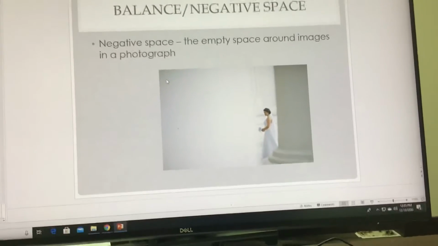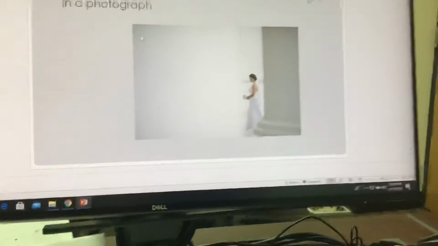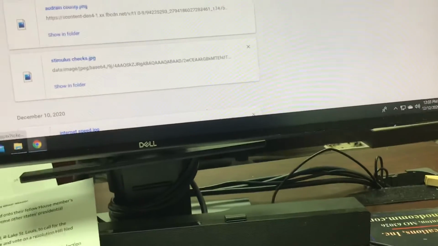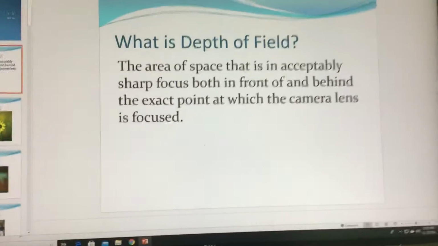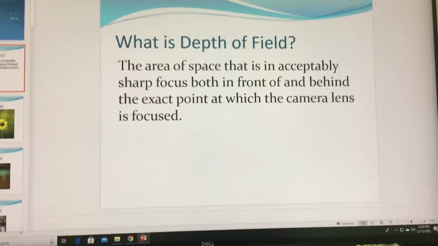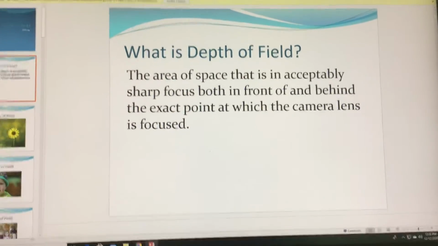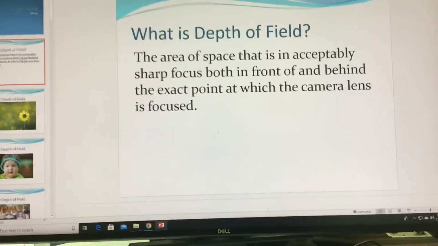Okay, so that wraps up section 1. Now we're going to move on to section 2, which is depth of field, and we also covered some photography terms. So we're going to open that up. Depth of field is the area of space that is in acceptably sharp focus, both in front of and behind the exact point at which the camera lens is focused.